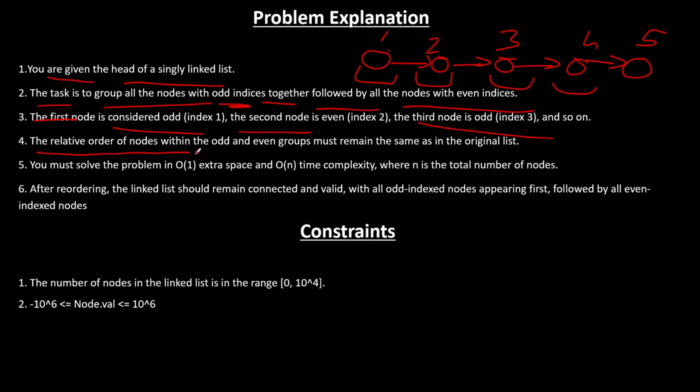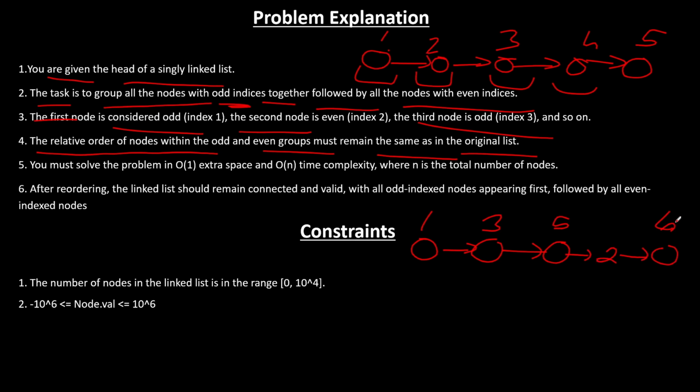The relative order of the nodes within the odd and even group must remain the same as in the original list. For example, here we will take 1, 3, and 5, and here 2 and 4. This is the thing they are telling us to do. We have to group all odds together and all evens together, and the relative order should be maintained. Like 1, 3, 5 should be in this manner only.